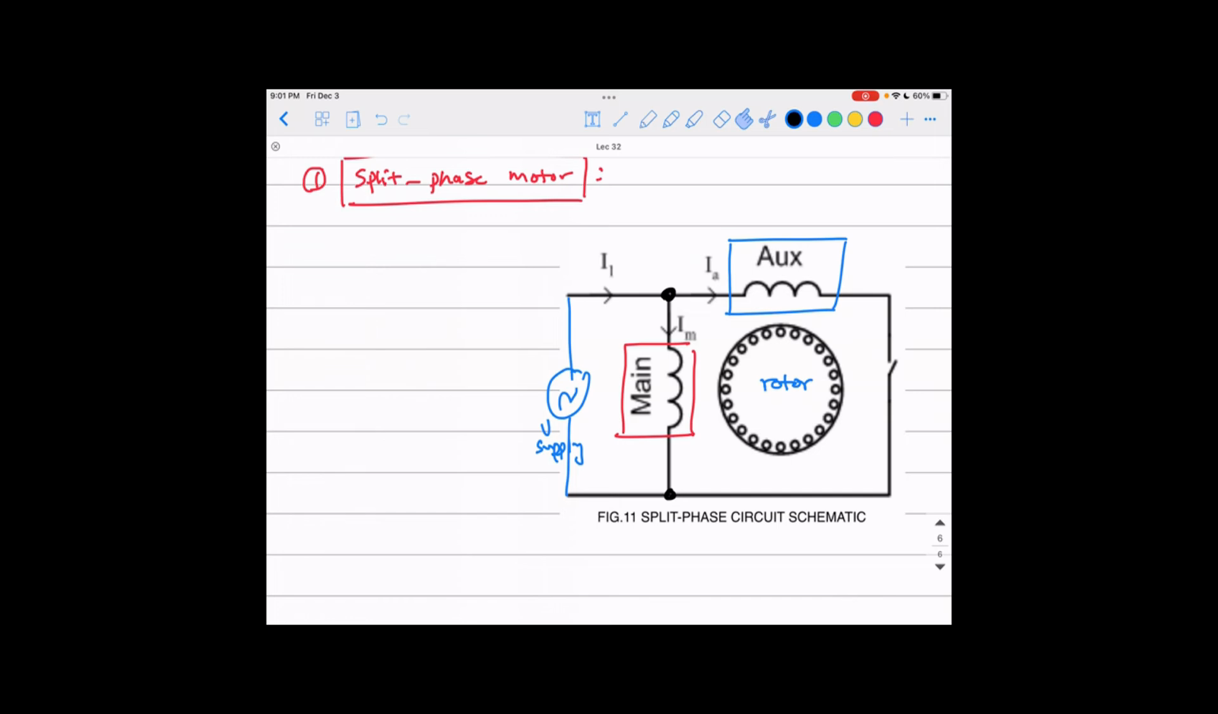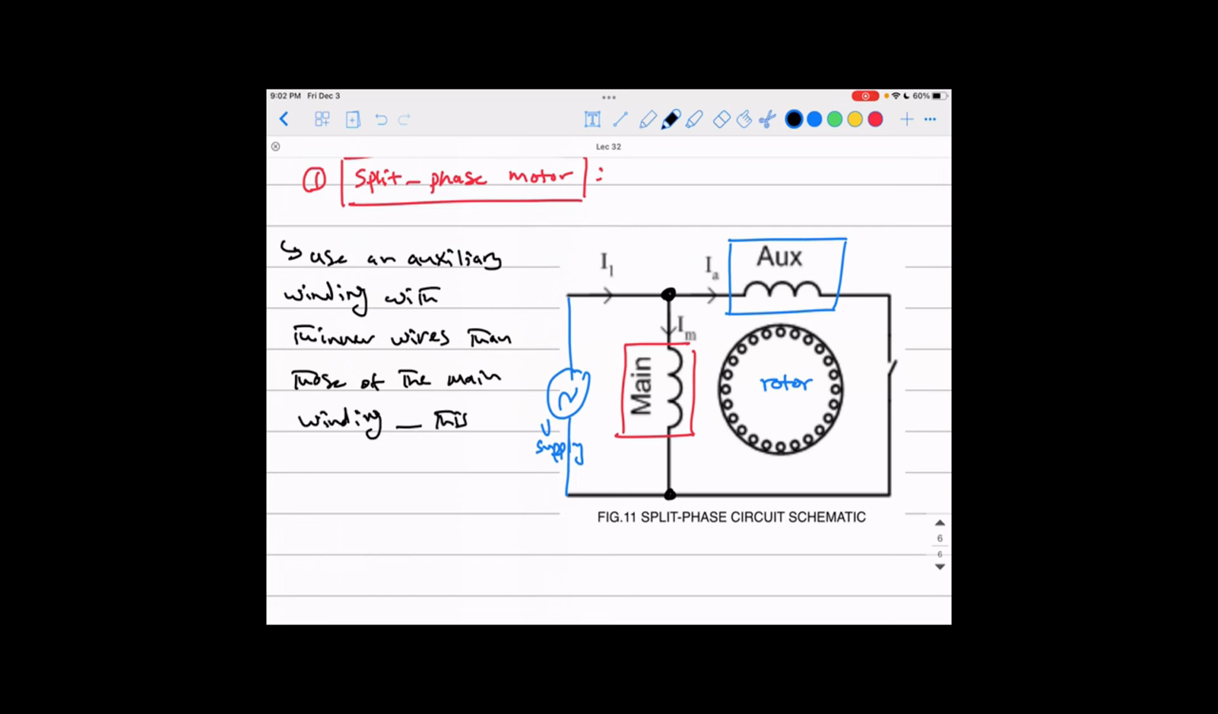Okay, so how this works, we use an auxiliary winding with thinner wires than those of the main winding.